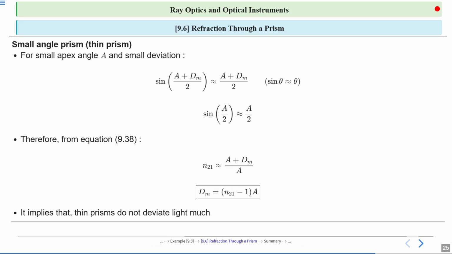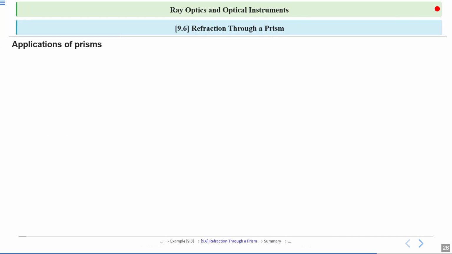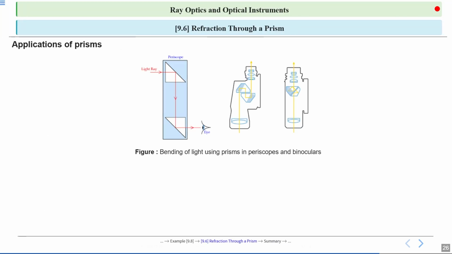Let's now move on to the next section, application of prisms. So let's start by looking at how prisms bend light. This image illustrates the bending of light using prisms, which is a key principle in devices like periscopes and binoculars. Notice how the light path changes direction, allowing us to see around obstacles or magnify distant objects. This bending is due to refraction, where light changes speed and direction as it passes through different mediums.